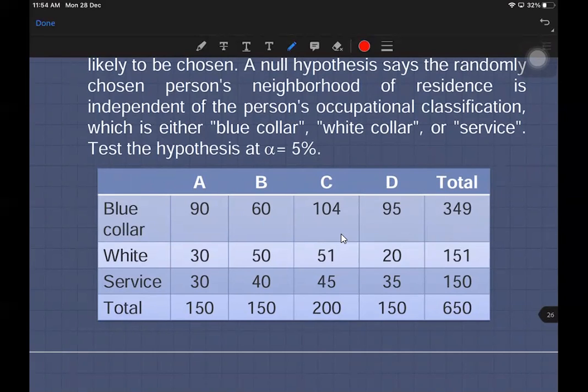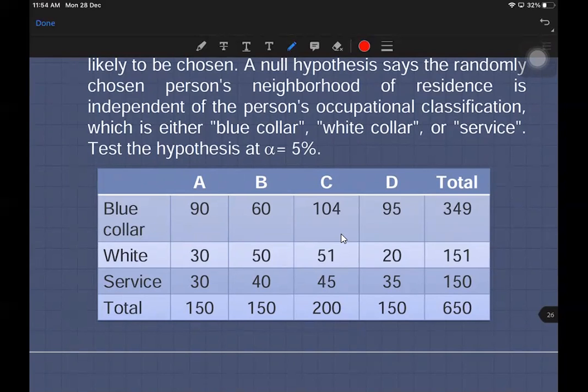Then you need to calculate your degree of freedom: row minus 1 times column minus 1. We have 3 rows here: blue collar, white collar, and service. And for columns we have A, B, C, D, 4 columns. So column minus 1, 4 minus 1 is 3, times row minus 1, 3 minus 1 is 2. So 3 times 2 is 6. The degree of freedom is 6.